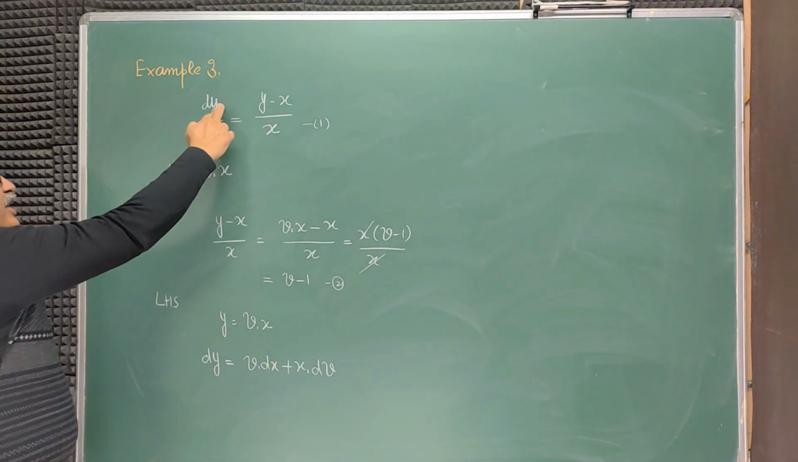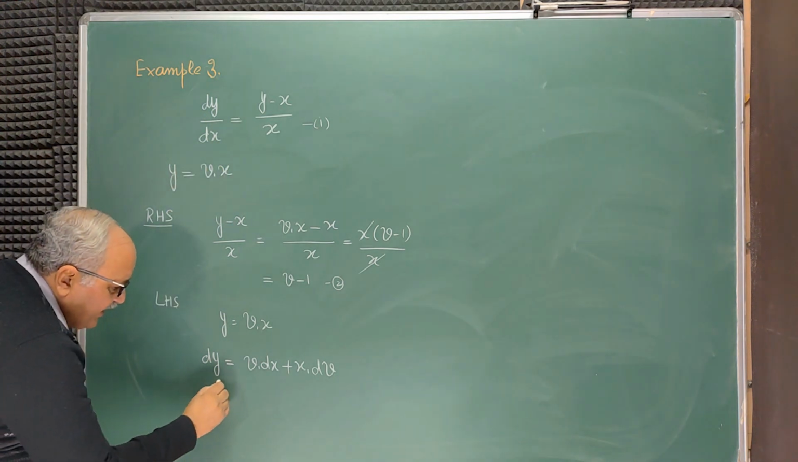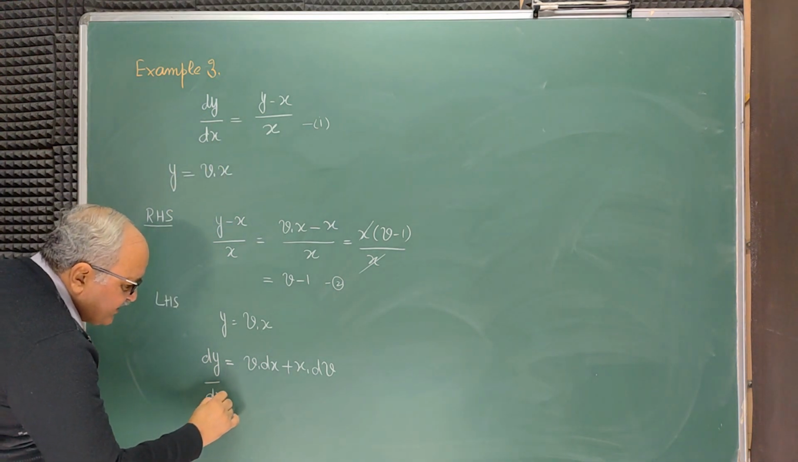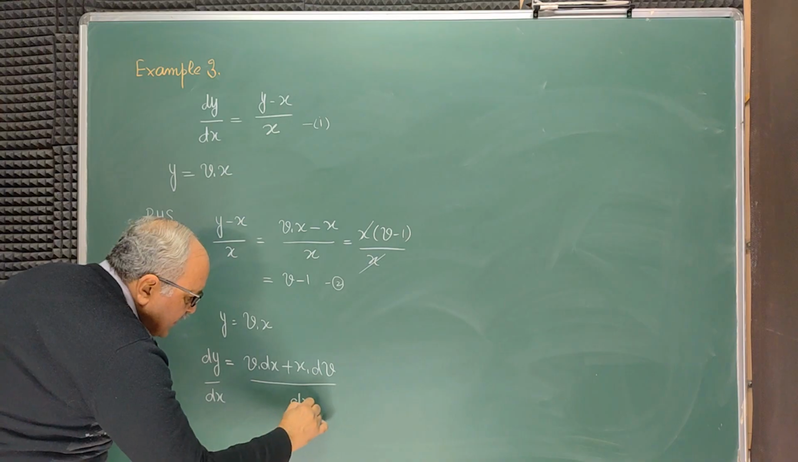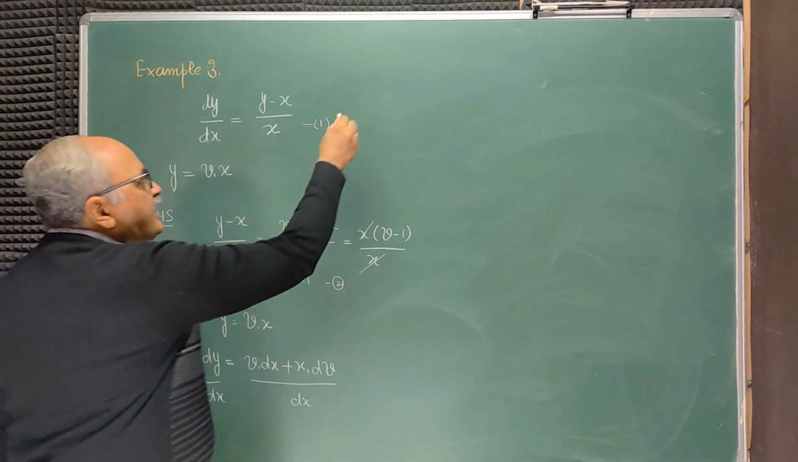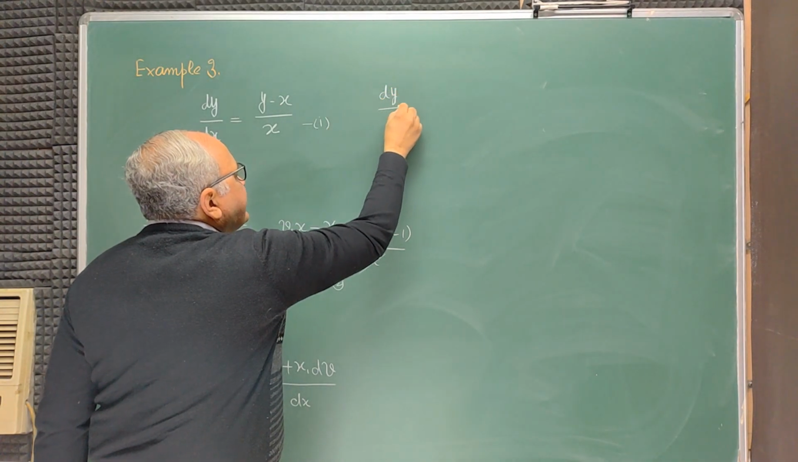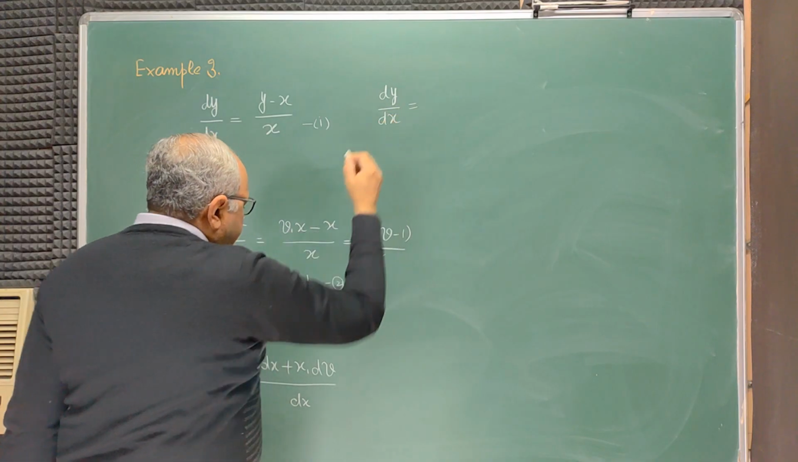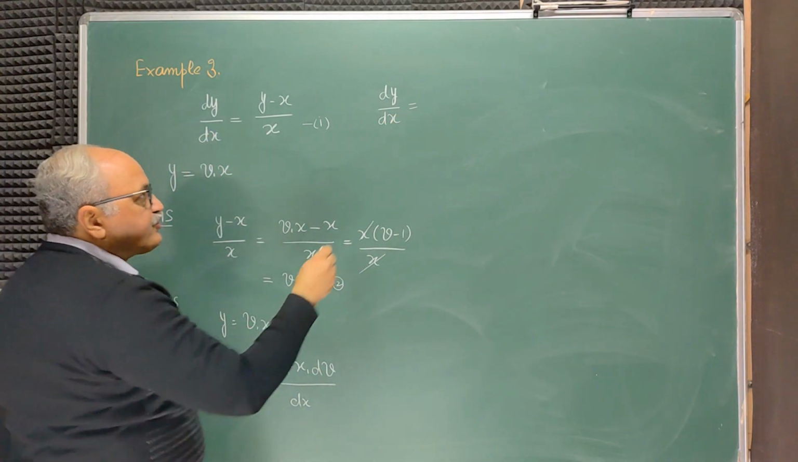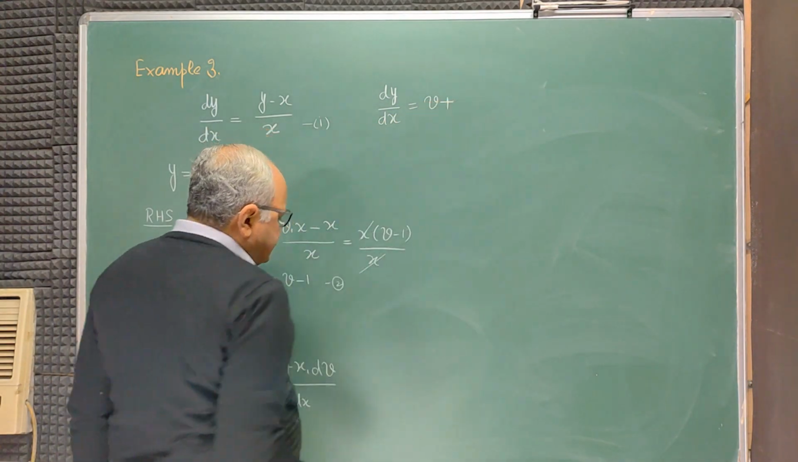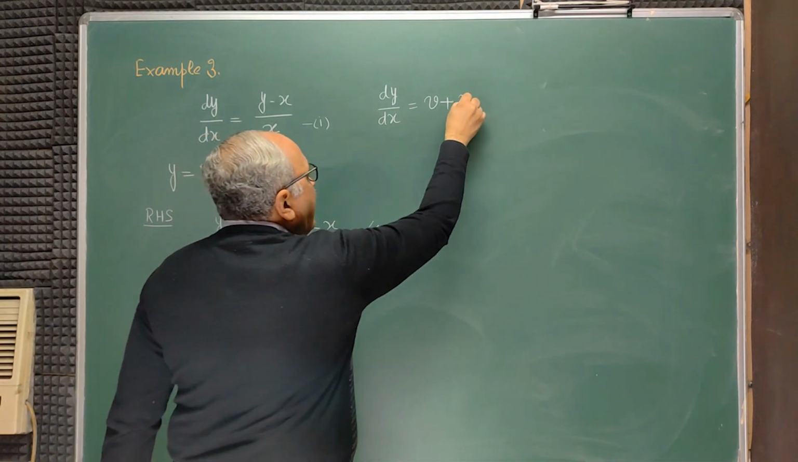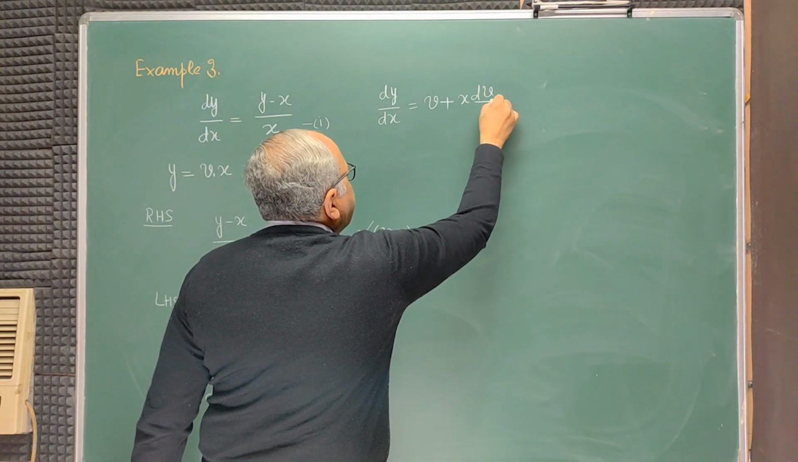And we are looking for dy by dx. So divide this by dx on both sides. If I do that, then I'll get dy by dx equals, dx will be out from here, I have v plus x dv by dx.